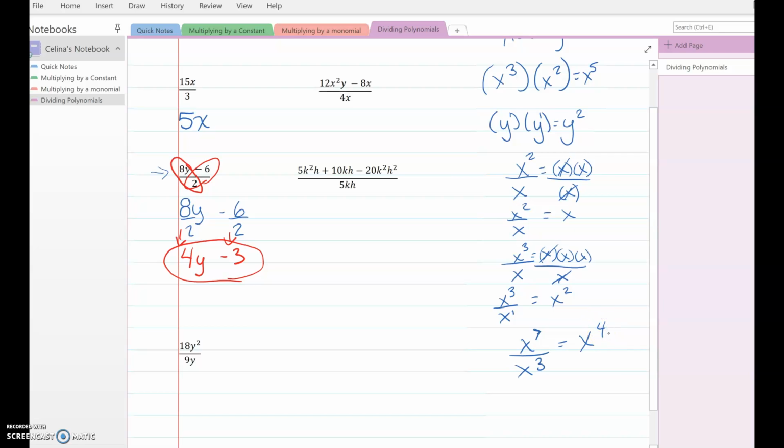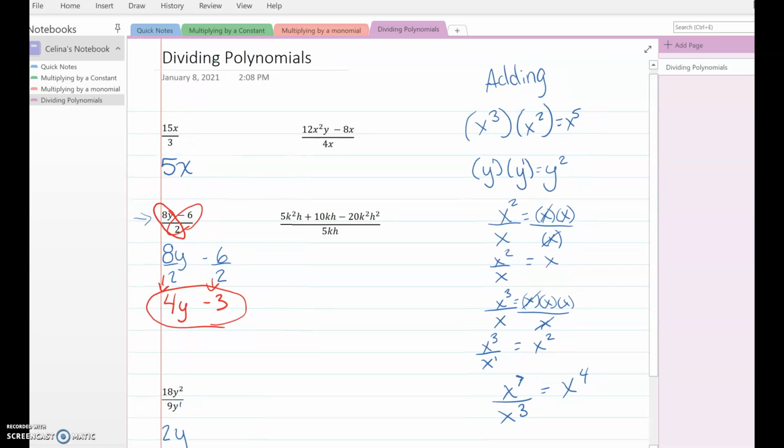Now let's go back to my examples of dividing polynomials. We have 18 divided by 9, so number by number, which is 2. Y squared divided by y. So we're going to subtract those exponents. That y on the bottom, I can give it the exponent of 1 if I wish. 2 take away 1 is 1. So we're left with 2y.